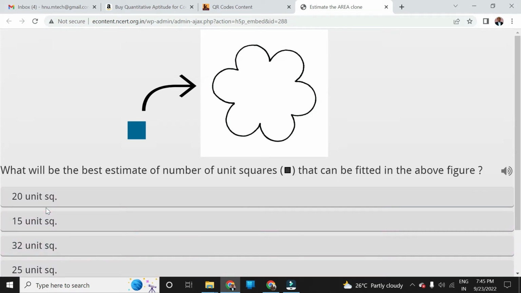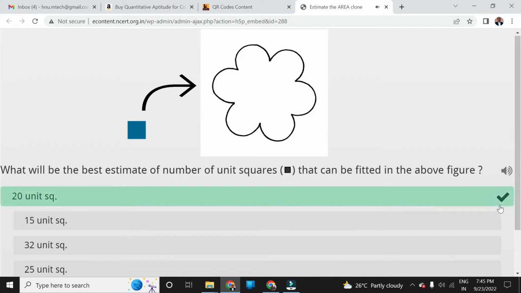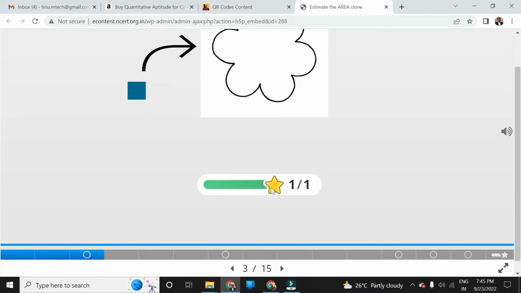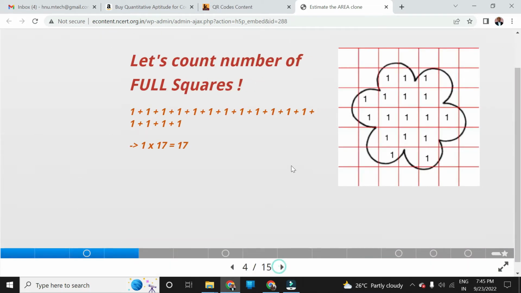So let us try this, 20. So 20 is right. So sir, you have already seen all these things, so you are putting the correct answer. So how can we say? When you can try, there is nothing wrong. If you give a wrong answer, then it will show you the right answer immediately, and you have to retry.